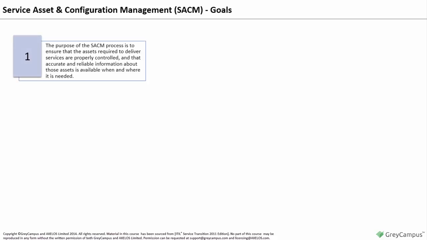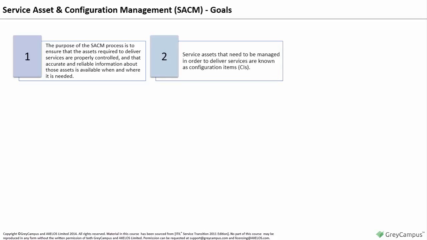No organisation can be fully efficient or effective unless it manages its assets well, particularly those assets that are vital to the running of the customer's or organisation's business. The purpose of the SACM process is to ensure that the assets required to deliver services are properly controlled and that accurate and reliable information about those assets is available when and where it's needed. This information includes details of how the assets have been configured and the relationships between assets.